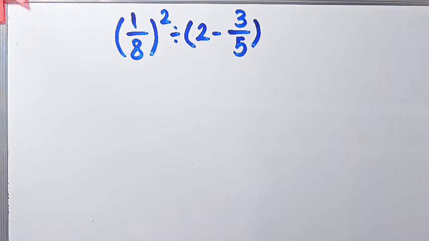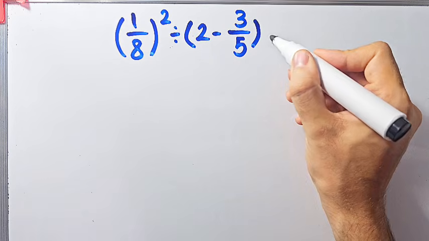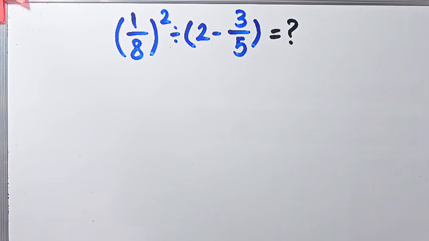In this video we are going to solve three questions about PEMDAS rule. In the first question we have 1 over 8 to the power of 2 divided by open parentheses 2 minus 3 over 5 close parentheses. What is the answer of this question? In this question we have exponent, division, parentheses and subtraction.